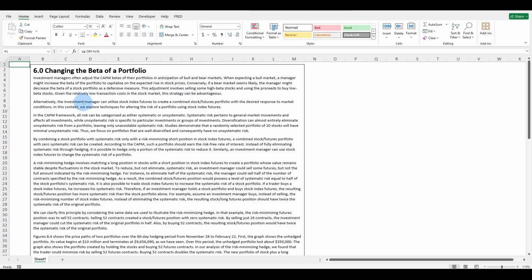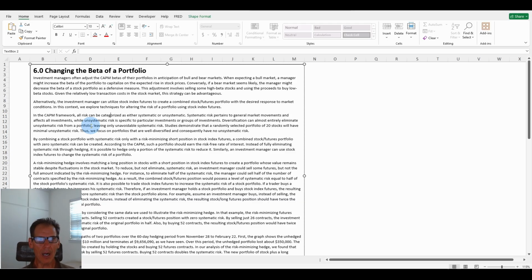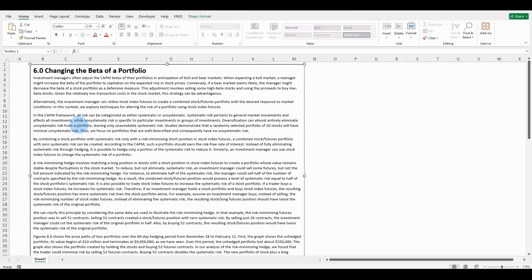The investment manager can utilize stock index futures to create a combined stock futures portfolio with the desired response to market conditions. In this context, we explore techniques for altering the risk of a portfolio using a stock index future. In the CAPM framework, all risk can be categorized as either systematic or unsystematic. Systematic risk pertains to general market movements and affects all investments, while unsystematic risk is specific to a particular investment or group of investments. Diversification can almost entirely eliminate unsystematic risk from a portfolio, leaving only unavoidable systematic risk.